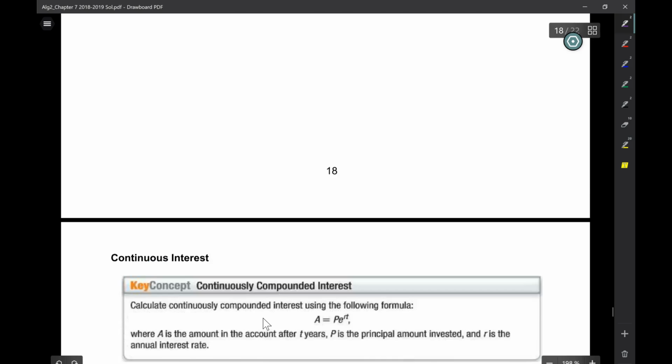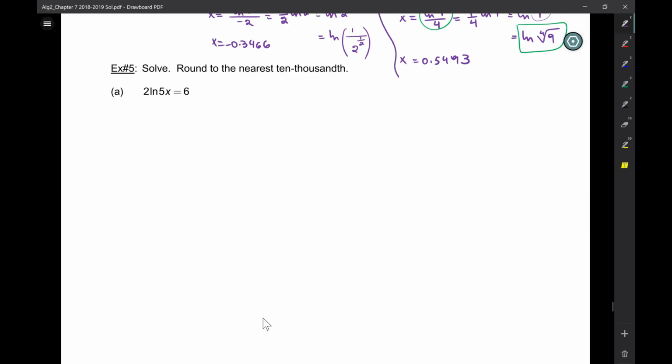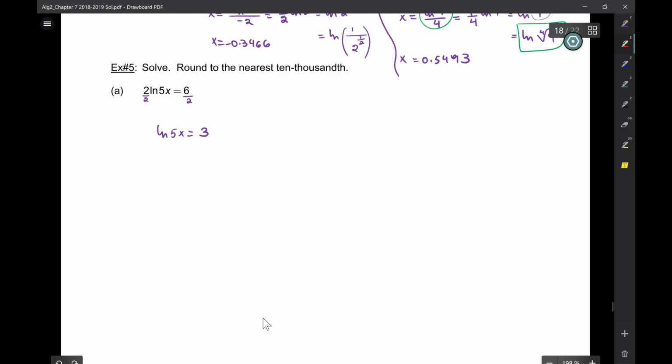All right, so let's go to this next one. What am I going to do first? Divide by 2. So ln of 5x is equal to 3. And now if I have a logarithm, I want to turn it into exponents, right? If this is a logarithm, then there must be, what is the answer to a logarithm always? An exponent. If that's an exponent, there must be a base somewhere. What's the base? e is the base. So e to the 3 is equal to 5x.